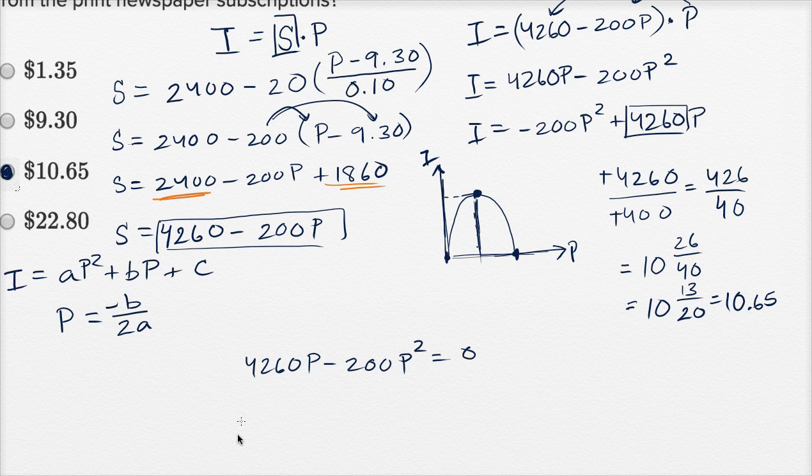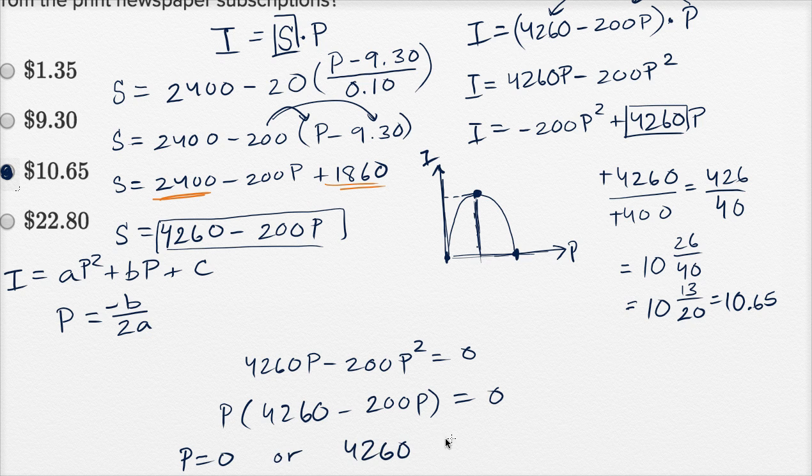And since you have no constant term, you actually could just factor out a p. So you could say p times 4260 minus 200p is equal to 0. Let me be careful here. So that's going to be equal to 0 either when p is equal to 0, and that makes sense, you're going to have zero income if you don't charge anything, or when 4260 minus 200p is equal to 0. This is when you don't charge anything, you're obviously going to have no income. And this is when you charge so much, you're going to lose all your subscribers and you'll have no income.